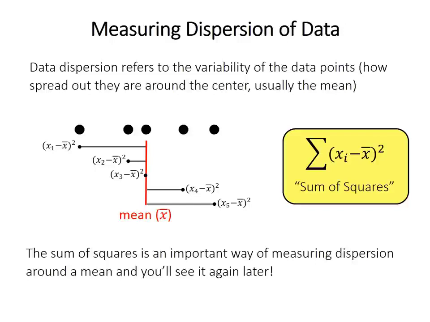But the sum of squares on its own isn't used to quantify dispersion that often because its magnitude varies with sample size. You might imagine the sum of squares for 1,000 data points, where you're adding up 1,000 numbers, is almost certainly going to be larger than the sum of squares for just 10 data points, where you're adding together 10 distances.